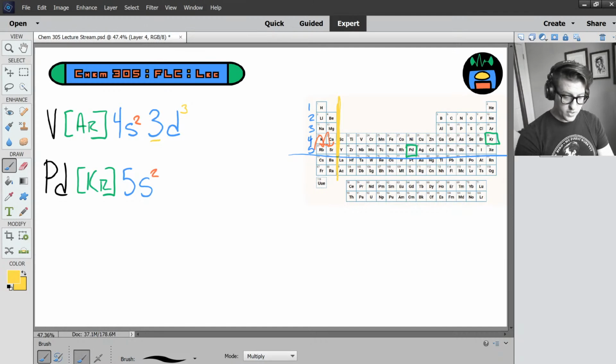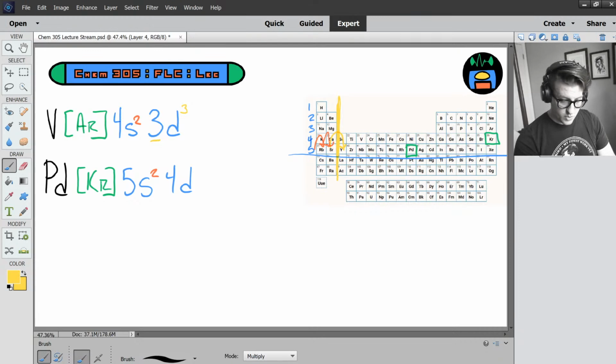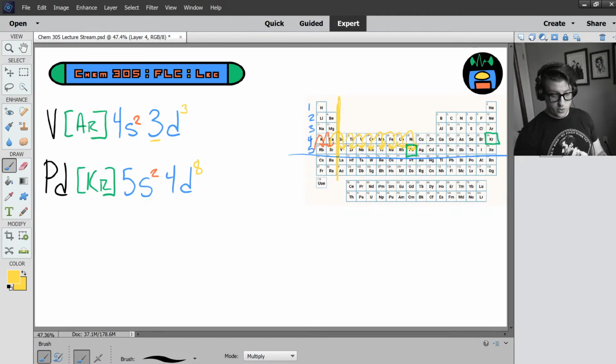And then we're crossing over. Crossing over this line, we move from the 5s to the 4d, because the D subshell we're filling is always 1 energy level below the S subshell. And this is 1, 2, 3, 4, 5, 6, 7, and 8. 8 spaces in, so this will be 5s2, 4d8. All right, that'll be the electron configuration for palladium.